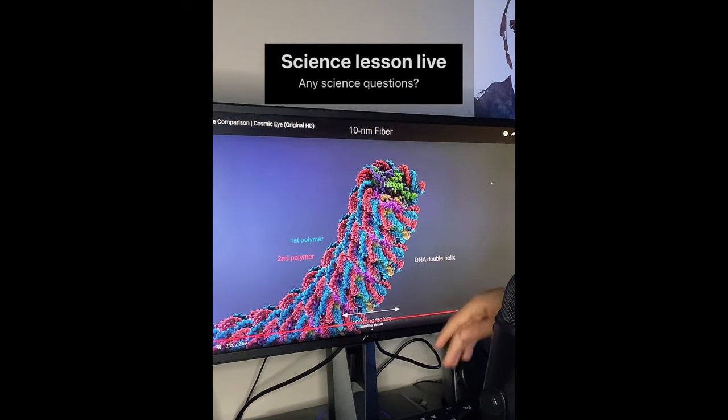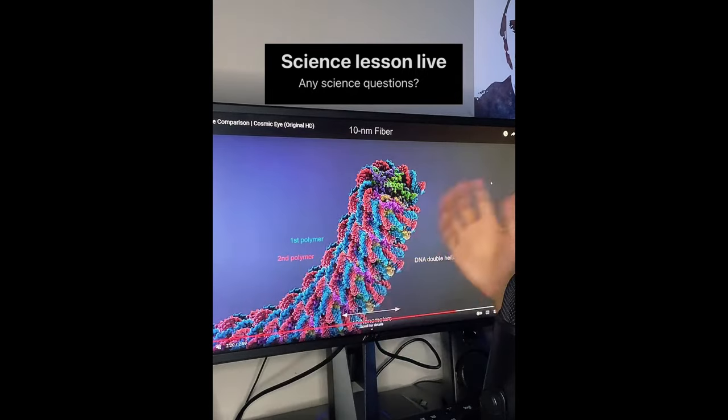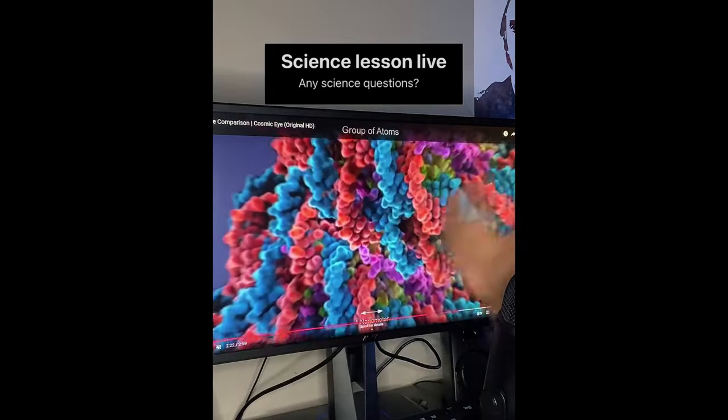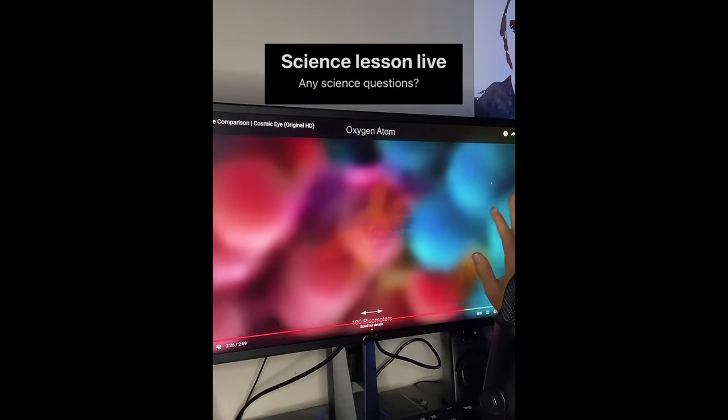Polymers, right? It's a specific structure that allows it to replicate. That's what DNA is. Amazing stuff on the chemical level. It's amazing stuff. And now we're going into atoms, okay?